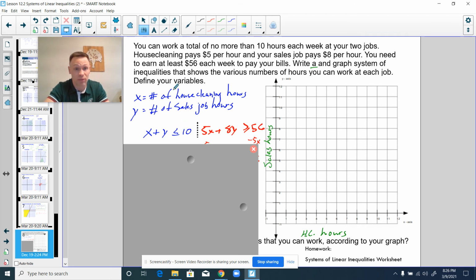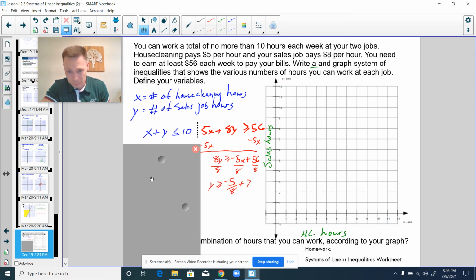I get paid money for each of those hours that I work, right? And that amount of money I get paid per hour, totaling all that money, must be greater than $56 because I have to earn at least $56. And it can be equal to, because at least means it can also be the same. So that's where I came up with $5 per hour times the amount of hours I work at the house cleaning job plus $8 per hour times the number of hours I work at the sales job is greater than or equal to 56. So I went ahead and started to solve these.